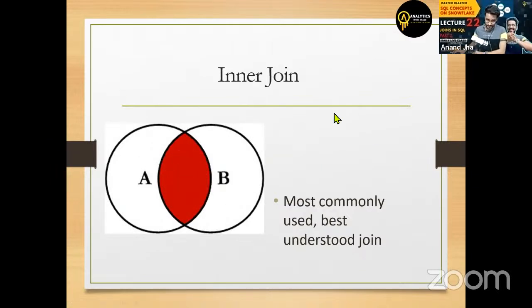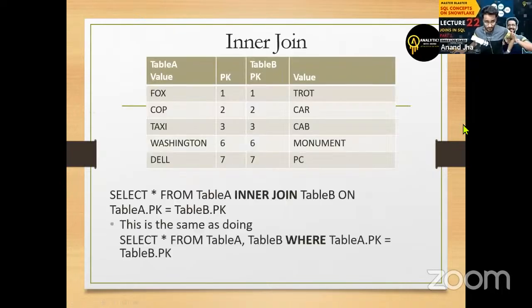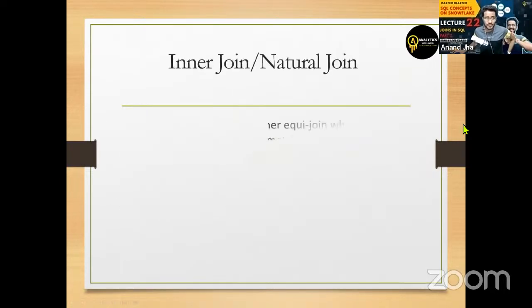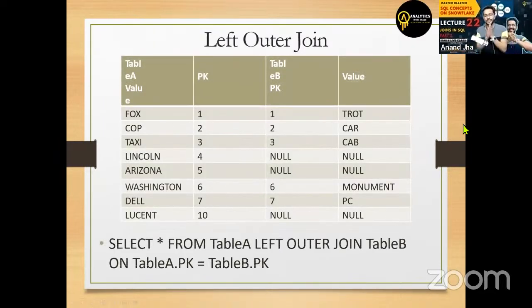One minute. Let me go to that particular slide. Inner join we have seen. This we have seen. Yes. Clear? Wherever there's no matching record, you will get null for that column.